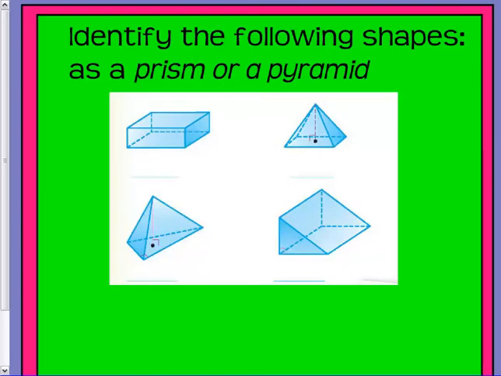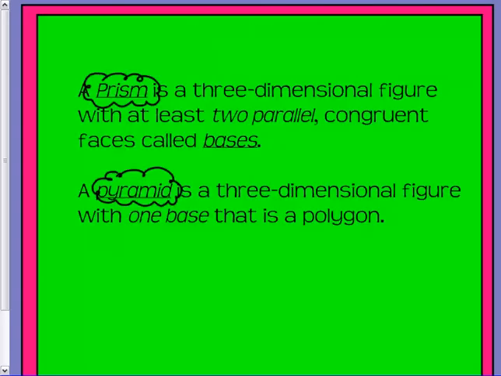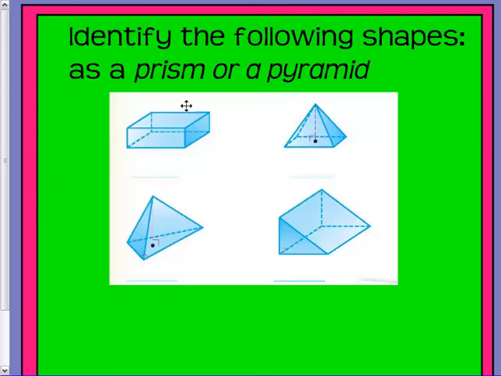Identify the following shapes as either a prism or a pyramid. Okay, so the two distinguishing things between these two guys is that a prism has two parallel bases, okay? So two, while a pyramid only has one base that is a polygon. Okay, so a prism has two, a pyramid has one. Okay, those are the distinguishing factors.